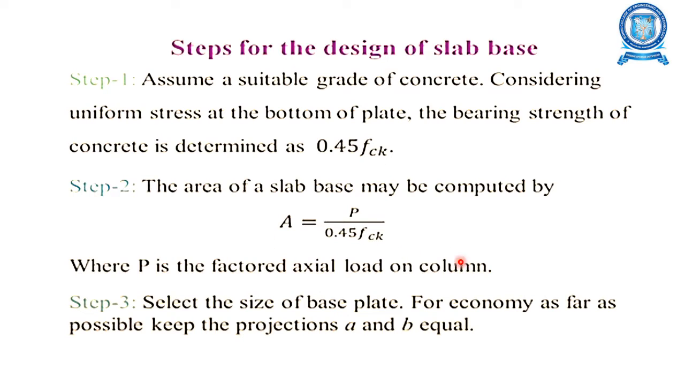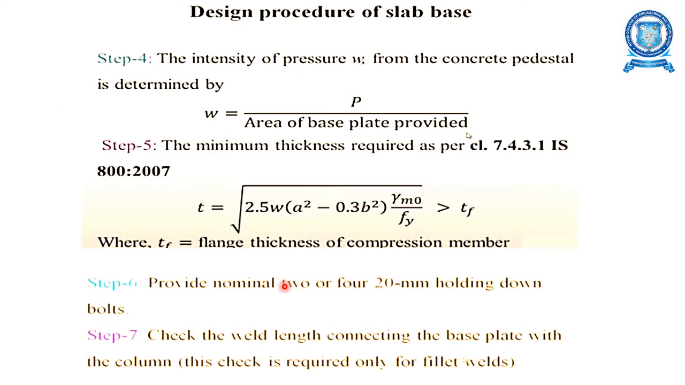After calculating the area, we have to fix the size of the base plate. From the economy point of view, as far as possible keep the projections L as well as B equal. Then step number 4: to determine the intensity of earth pressure w, that is equal to load divided by the area of the base plate provided.